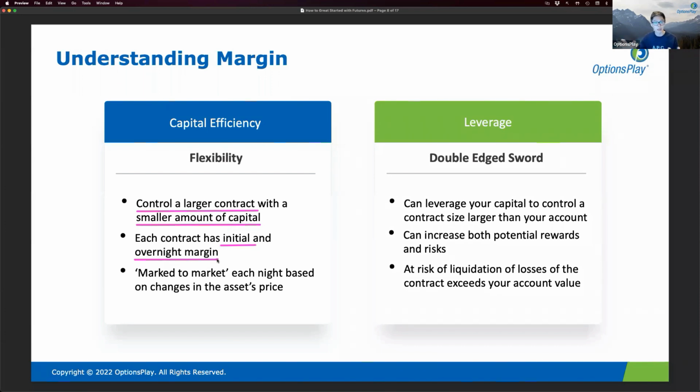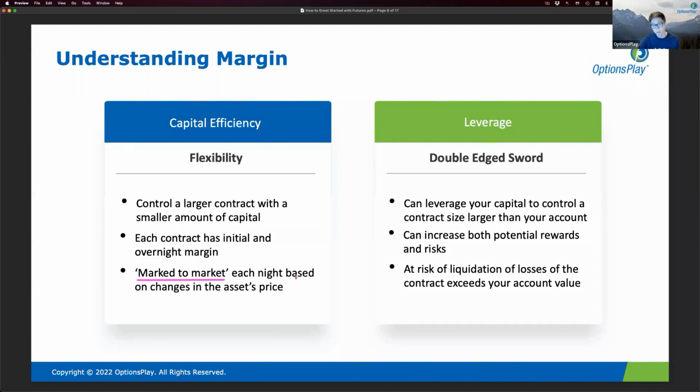So let's say you have a $10,000 account and you're controlling a $20,000 contract. You are going to be responsible for the profits and losses of the full contract value. So if you have a $20,000 contract, the changes in the asset's price on the $20,000 contract, that is what's going to be debited and credited out of your account every single day. This is a process that we call mark to market. This is not something we generally have in other markets.